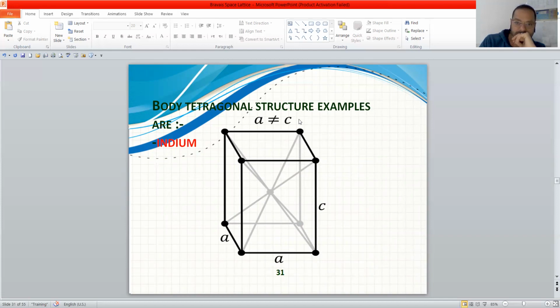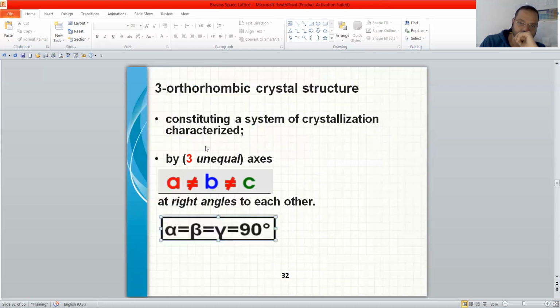Like indium, this illustrates it to us. Indium is a good example to illustrate the body-centered tetragonal structure.